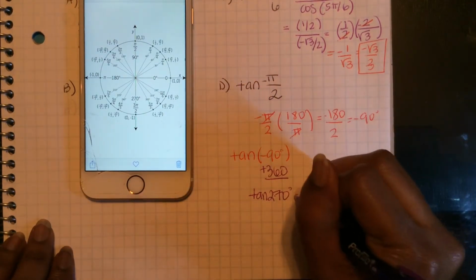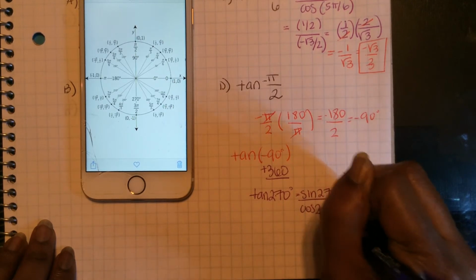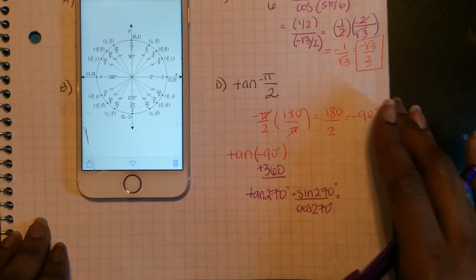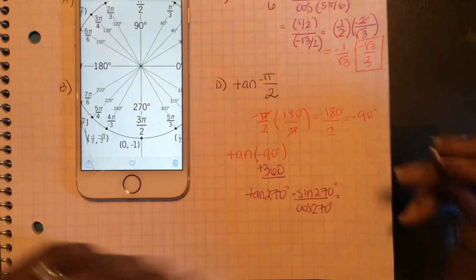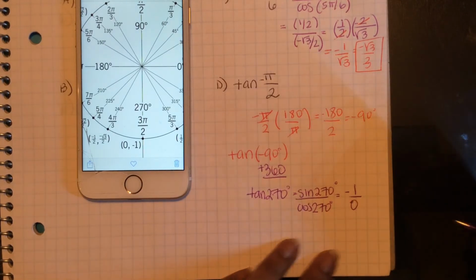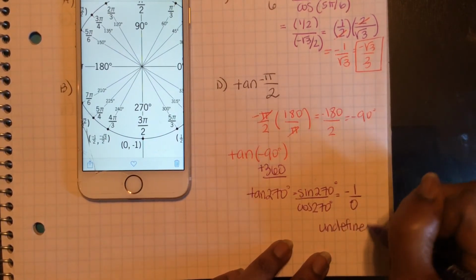So that is going to be sine of 270 over cosine of 270. So sine of 270 is negative 1. Cosine of 270 is 0. Therefore, this is undefined.